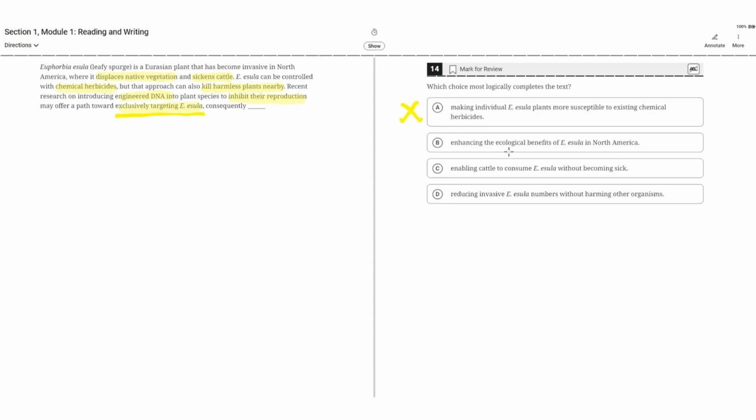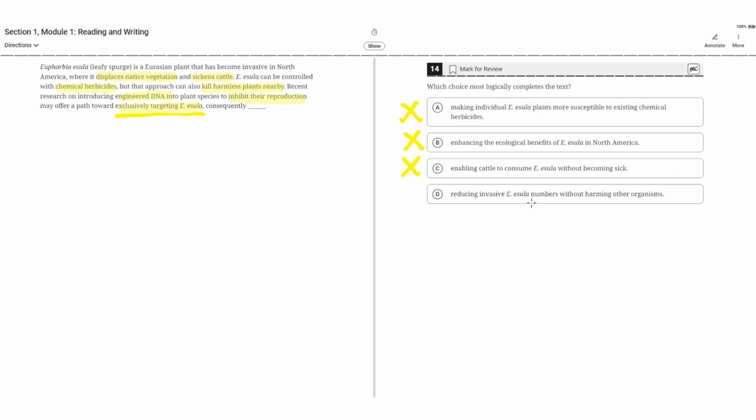B. Enhancing the ecological benefits of E. esula in North America. This is incorrect because the text doesn't describe any ecological benefits of E. esula, and inhibiting their reproduction would mean reducing their numbers, and reducing their numbers wouldn't enhance their ecological benefits. C. Enabling cattle to consume E. esula without becoming sick. This is wrong for the same reason as B, because inhibiting their reproduction would mean reducing their numbers, and reducing the amount of E. esula wouldn't enable cattle to consume it.